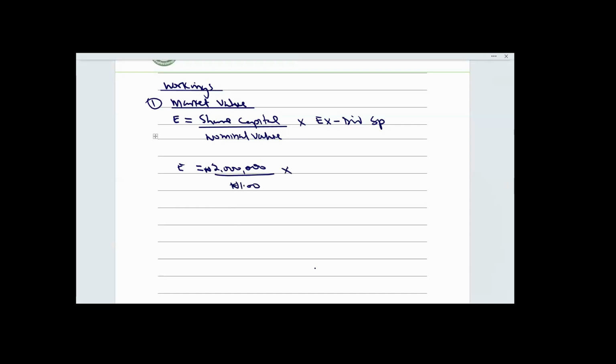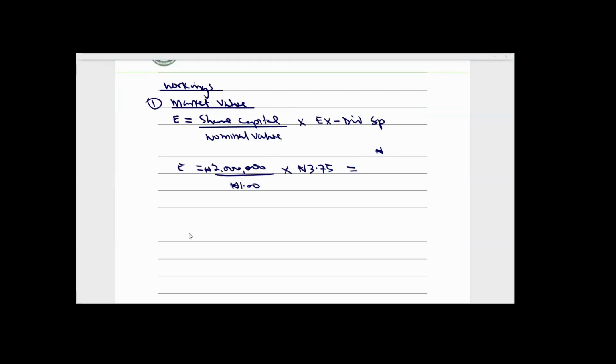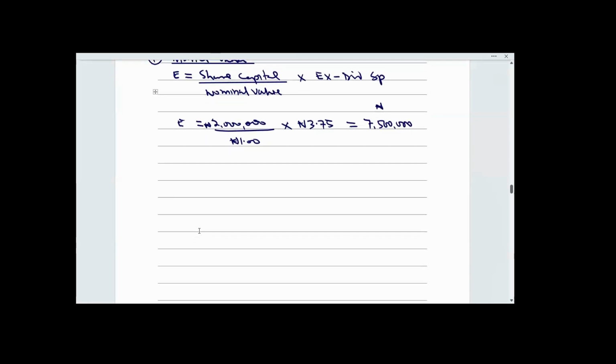Multiplied by XDIV share price, which is 3 naira 75 kobo. So no further adjustment is needed on that. It's already XDIV. Therefore, what do you have here? 2 million multiplied by 3.75. That is 7.5 million. Okay. So that's how to calculate market value of equity.